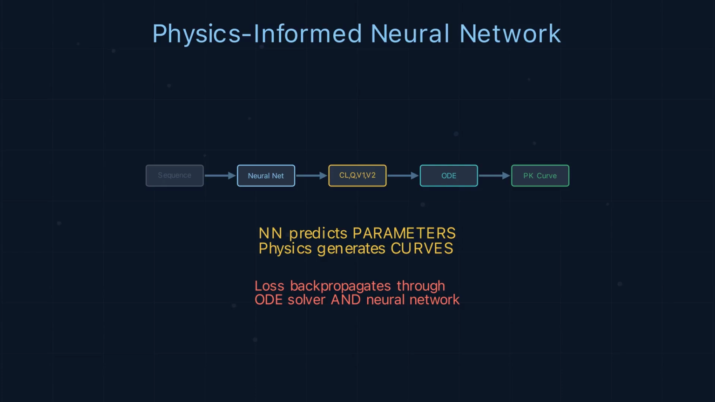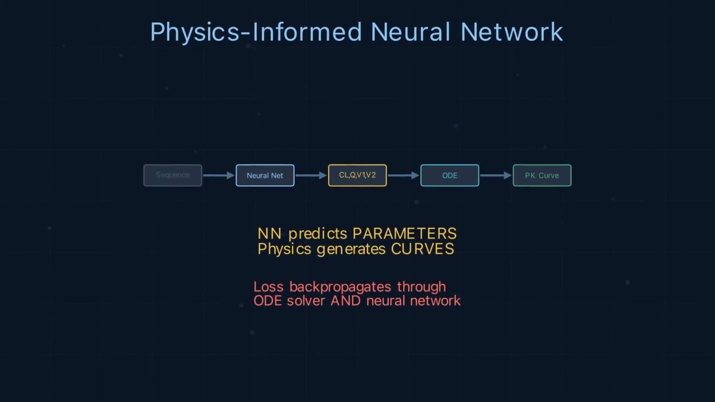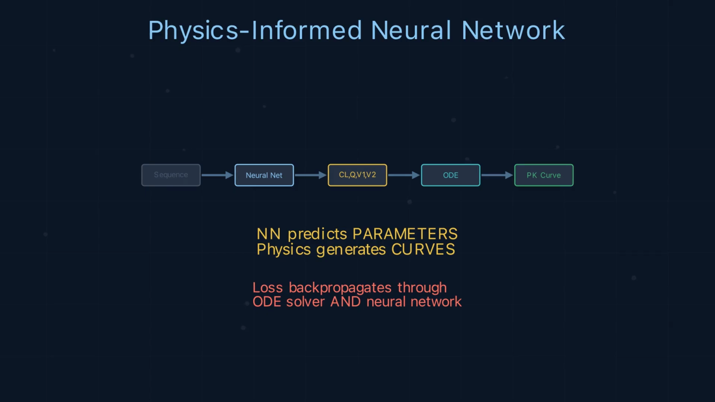The loss function compares the physics-generated curve to the observed clinical data and backpropagates the error through both the ODE solver and the neural network. This is a physics-informed neural network. The AI learns biology-consistent parameters, not arbitrary curve shapes.